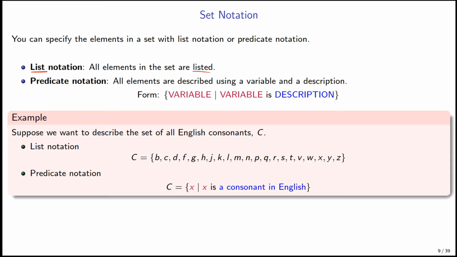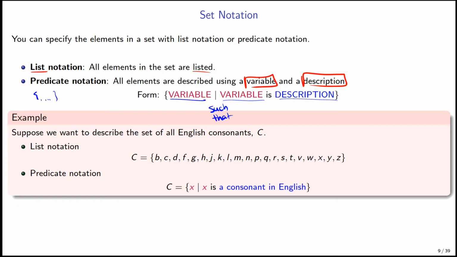For that we use this thing called predicate notation. In order to use predicate notation, what we do is we describe the elements of a set using a variable and a description. So here's what the form looks like. Instead of having, say, just a bunch of things separated by commas, we have this form. So we have a variable, we have this bar that is read as "such that." We repeat the variable, and then we give it a description. So I have a concrete example here for you.